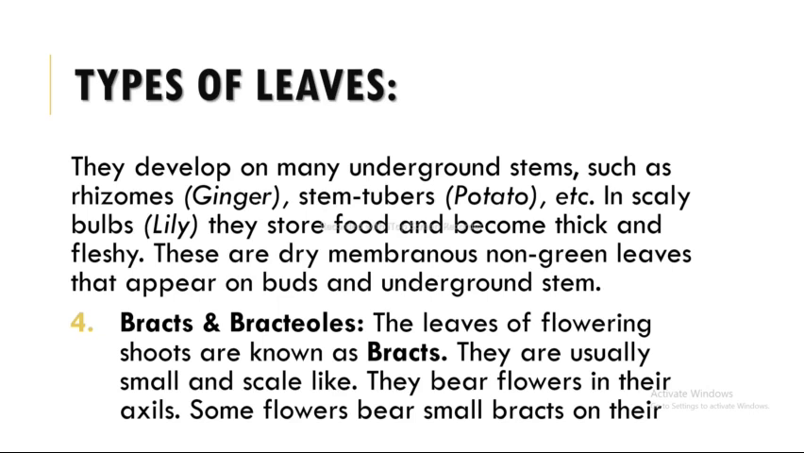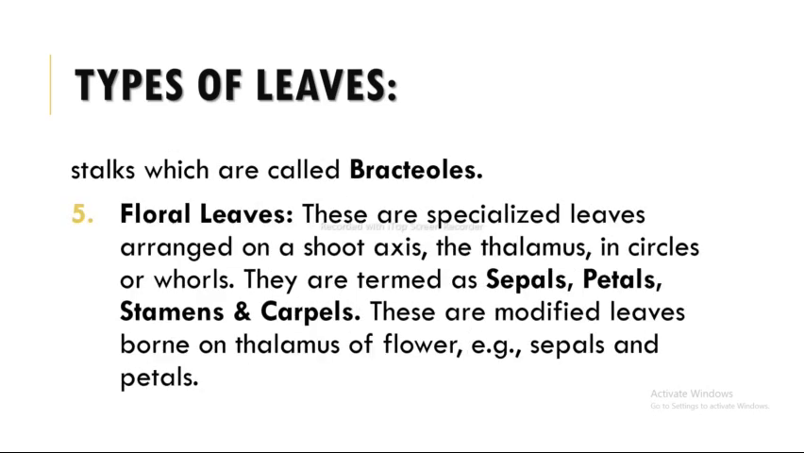The fourth type of leaf is bracts or bracteoles. The leaves of flowering shoots are known as bracts, and they are usually small and scale-like. They bear the flowers in their axils, and some flowers bear small bracts on their stalks, which are known as bracteoles.